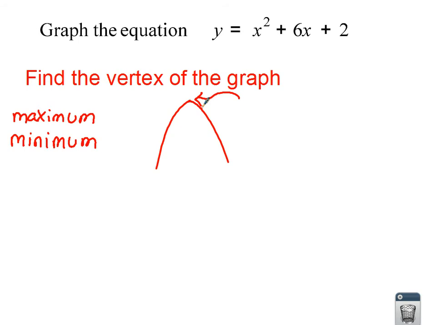And if we have a minimum value of the parabola, it's going to open upwards, and that would be the minimum point of the parabola. So here's your maximum, and there's your minimum. Why don't you pause the video and copy that down, because I'm going to erase it here in a second.